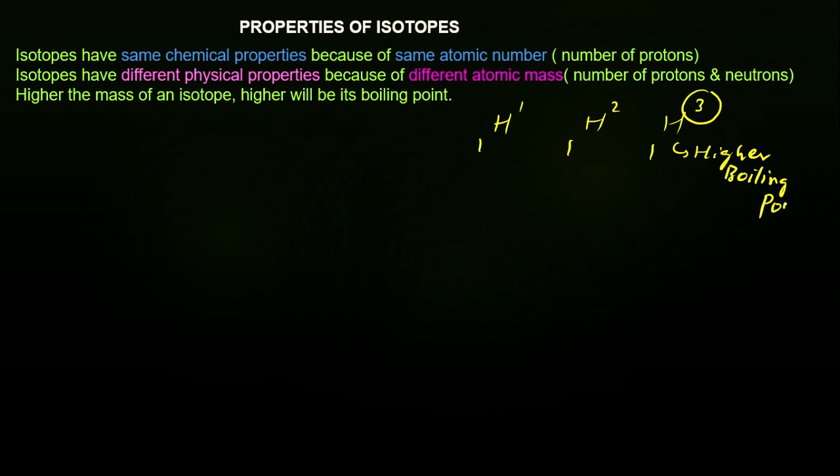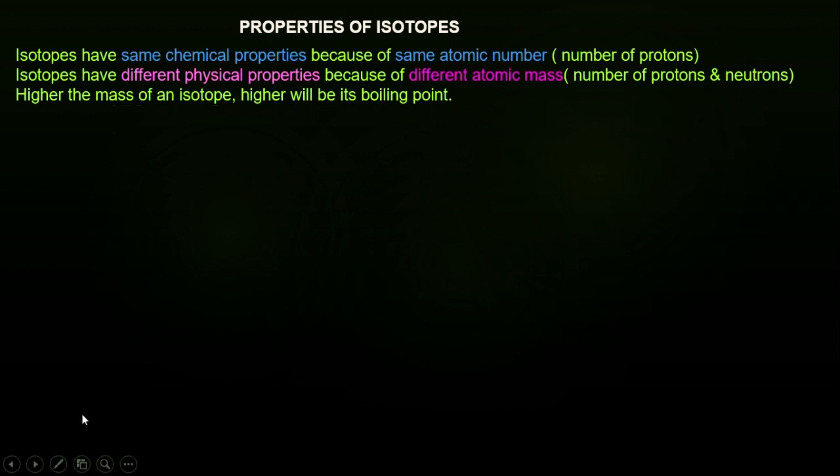If you are asked in your examination to arrange three different isotopes of hydrogen in increasing boiling point or decreasing boiling point, you must not get confused about the question. It's from here. Higher the mass of an isotope, higher will be its boiling point. So that means 1H1 is having the least boiling point, then 1H2 is having less boiling point than 1H3. So this is the boiling point order, increasing order.